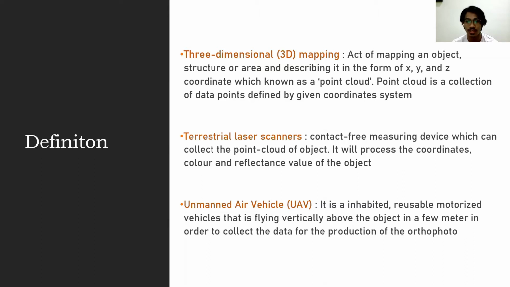So the last one is unmanned air vehicle, or commonly known as UAV. So UAV is an uninhabited reusable motorized vehicle that is flying vertically above the object at a few meters in order to collect the data for the production of the orthophoto. Or we can say that UAV is used to take pictures of the area.